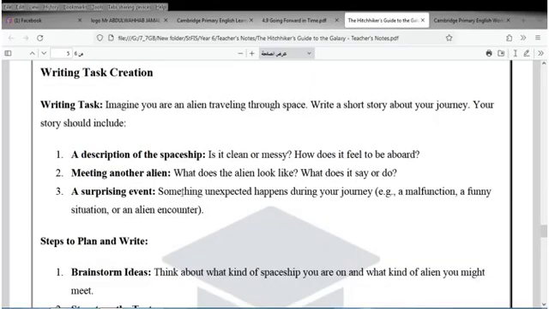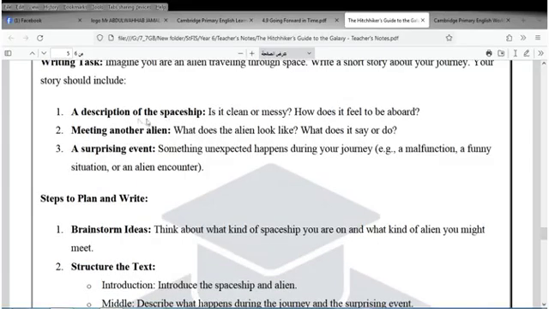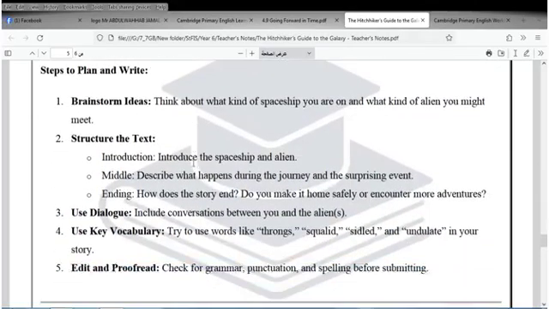Now I have a writing task creation. Imagine you are an alien traveling through space. Write a short story about your journey and include a description of the spaceship, meet another alien, and a surprising event. In order to plan this story, you have to brainstorm ideas. You have to structure the text into paragraphs: introduction, middle, and ending.